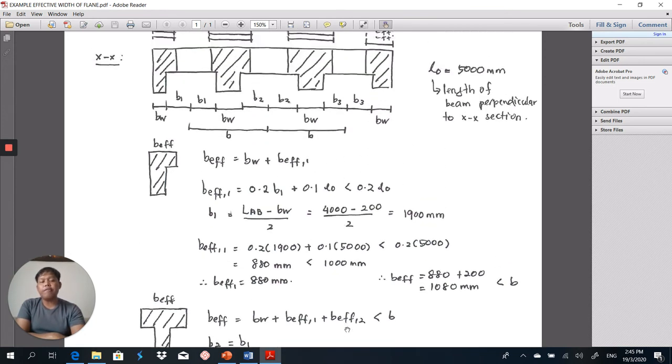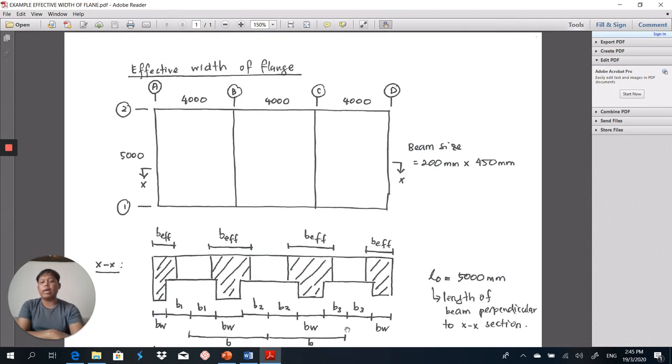Why do we have to determine this effective width of flange? I would like to share with you. The importance of determining the effective width of flange is in the application of flange beam design. To make sure whether the design uses the rectangular method or the flange method, we have to calculate the MUF, which is the ultimate moment of flange. In that formula, we have to know your BF value, or BEFF. I hope that by this sharing session, you will understand how to determine the effective width of flange.